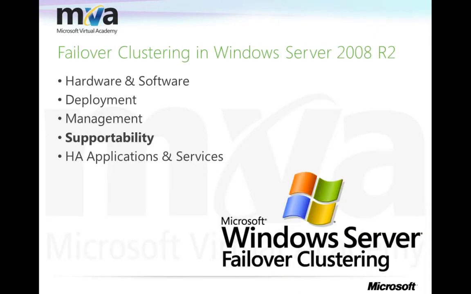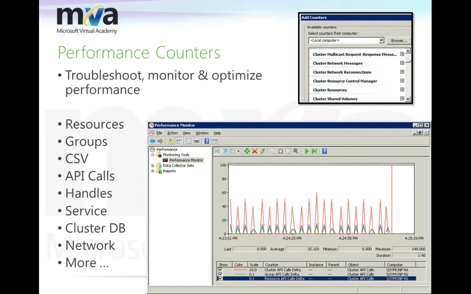Now we're going to talk about some of the supportability enhancements that came in 2008 R2 clustering. We added numerous performance counters which will help you tweak and manipulate the cluster to ensure that it's up and running. We could query the status of resources or groups, and then we can also check things such as API handles, how fast data is being accessed to a cluster disk, the state of the cluster service, the frequency of network updates, and a lot more.